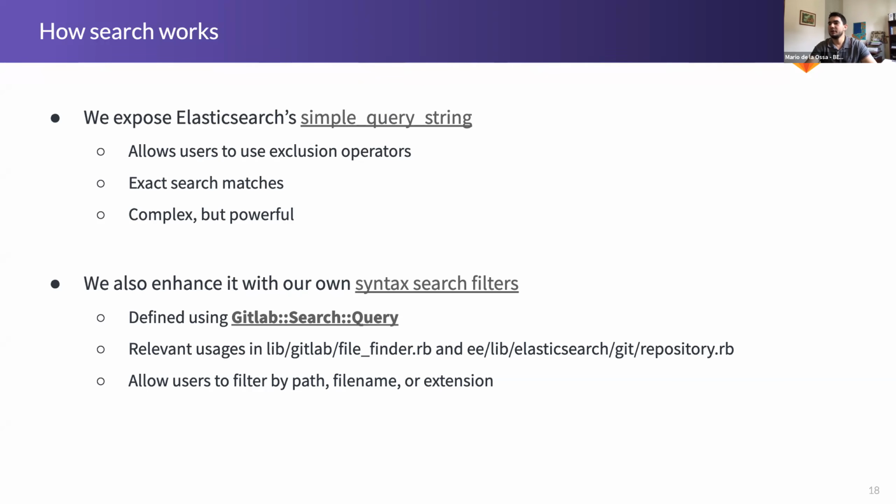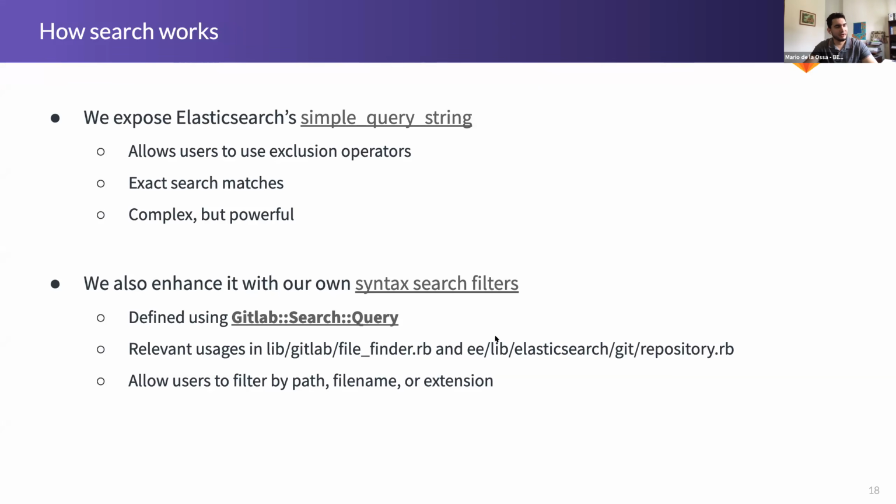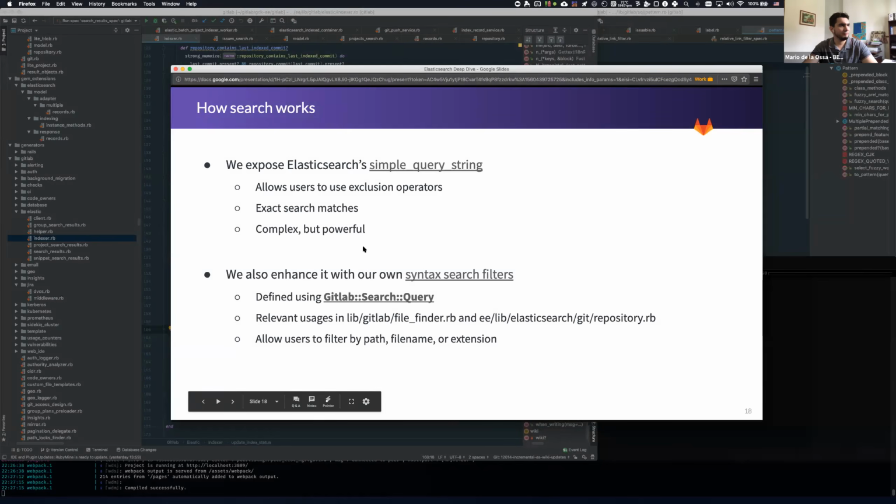If you click simple query string, you'll be taken to GitLab's advanced search syntax, which is a superset of Elasticsearch and a few filters that we added. The filters that we added are defined using a GitLab search query, and it allows us to filter by path, file name, or extension. And the way they are implemented is extremely simple.